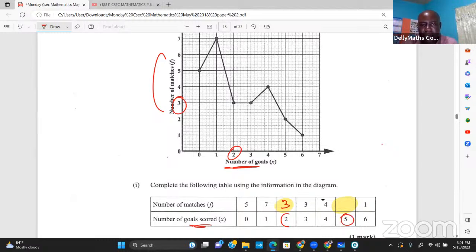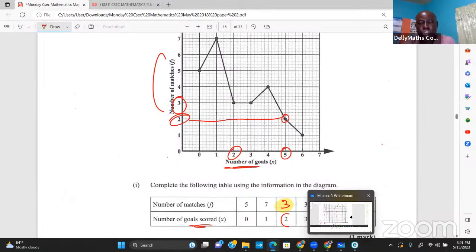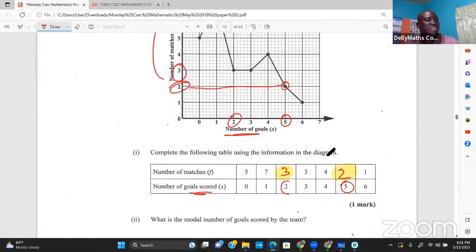Another thing, 5, which is here, links to 2. You could simply follow the same table reading and everything, same idea. 5 linked to the 2, and you complete the table. It's 1 mark for it. All right, the answer is right there.